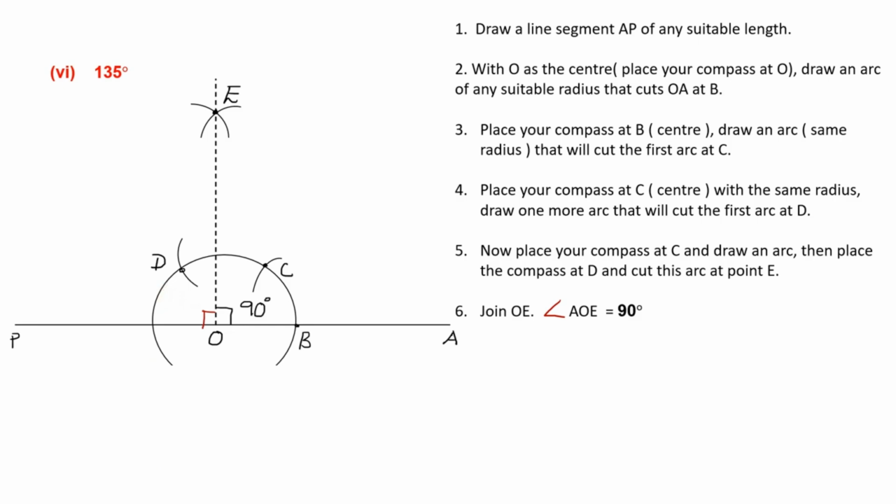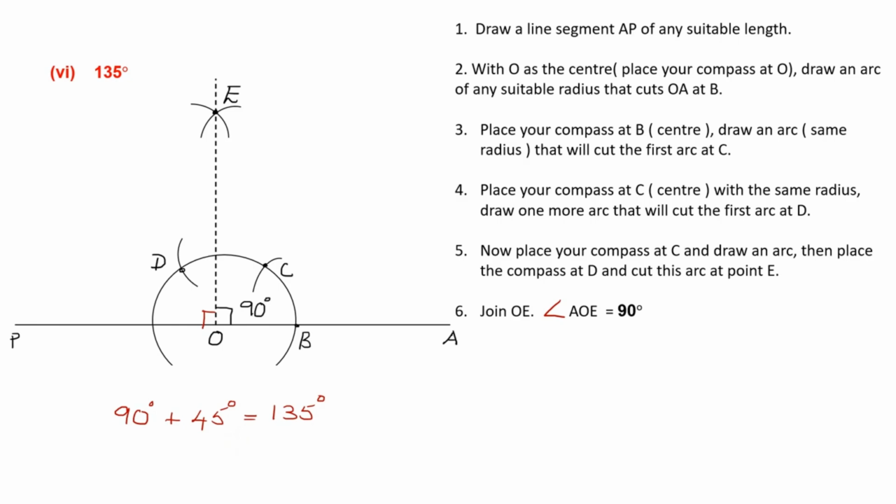Now, why do we need that 45 degrees? I'm going to add up this 90 degrees and this 45 degrees. Let's see what that gives us. 90 degrees plus 45 degrees. When you add it up, you get 135 degrees. That is why in our construction, first we do 90 degrees and then we do 45 degrees so that we get 135 degrees.